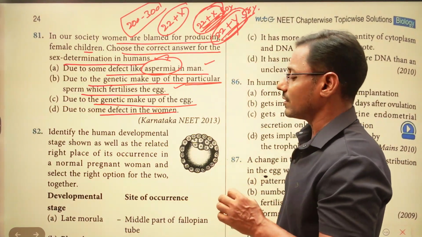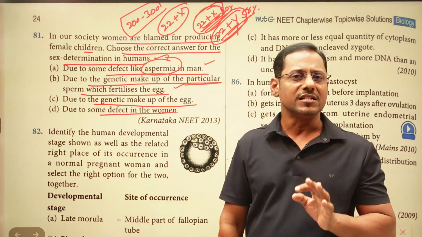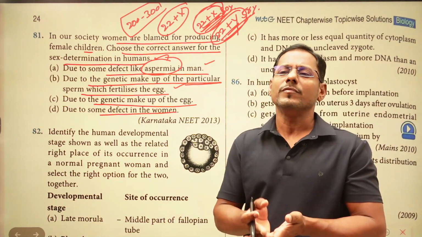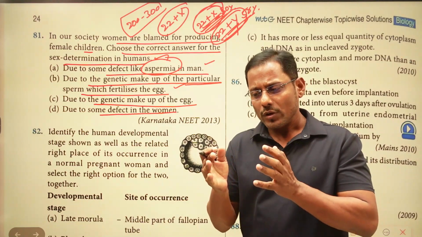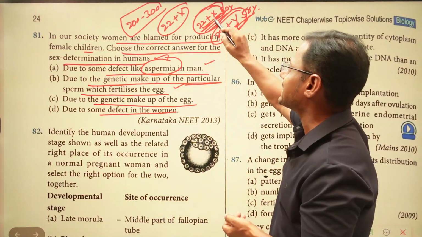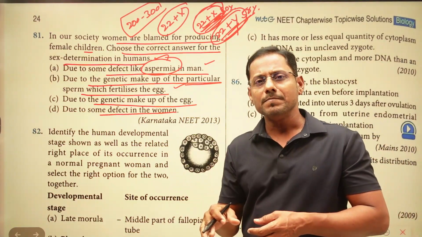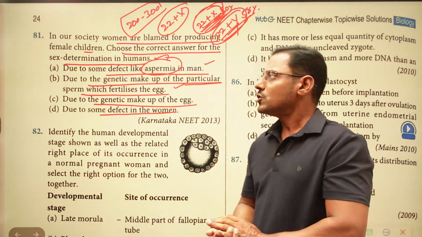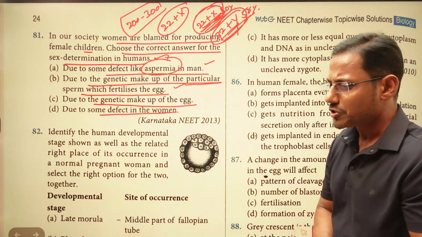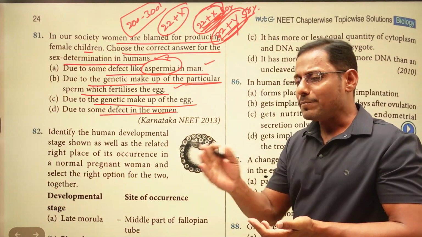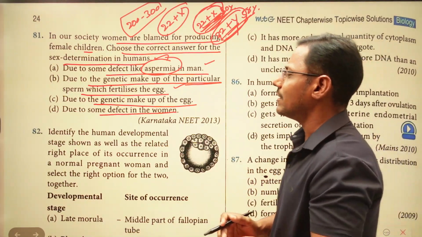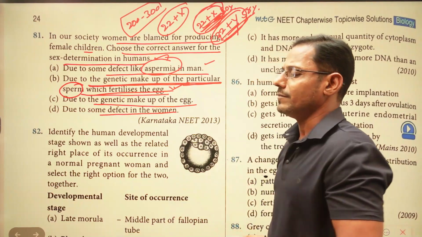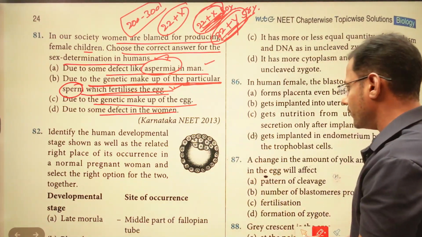See here, the entire sex determination depends on the father itself, because if the sperm containing the Y chromosome fuses with the ovum, it leads to the formation of a male baby. If the sperm containing the X chromosome fertilizes the ovum, what happens? The resultant baby is female. In this way, sex determination depends on the type of sperm which fertilizes the ovum. Here the right answer is: due to the genetic makeup of the particular sperm which fertilizes the egg. If the sperm contains the Y chromosome, it leads to the formation of a male baby.